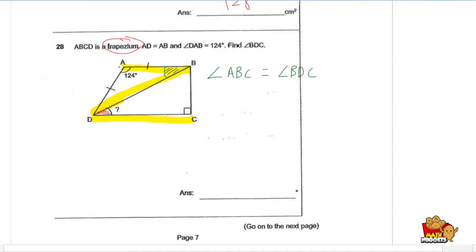So how do we solve? If you look at triangle ABD, it's an isosceles triangle. So I'm going to find angle ABC. 180 minus 124, and I take that, divide by 2. So this is 56 divided by 2, which is 28 degrees. So this is 28 degrees, which means BDC will be 28 degrees as well.